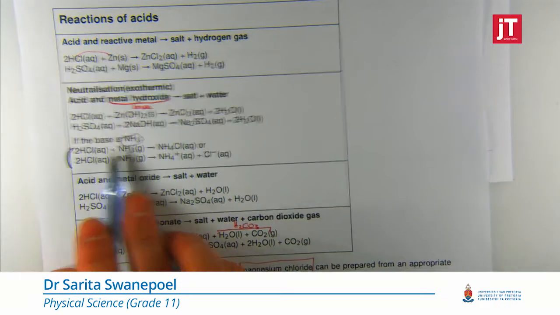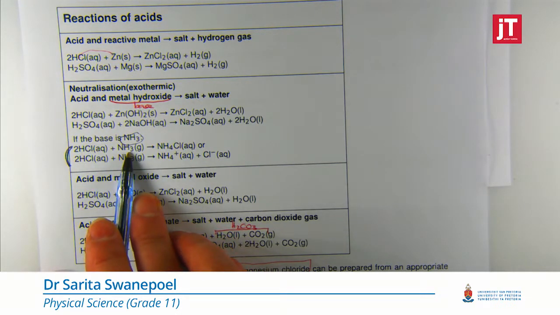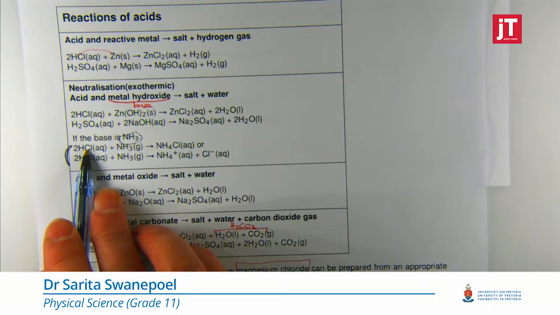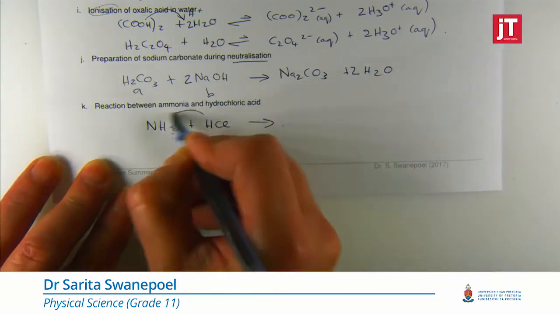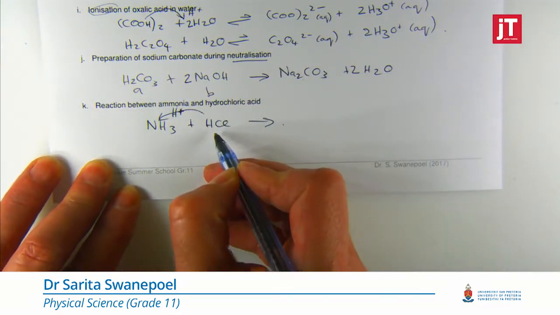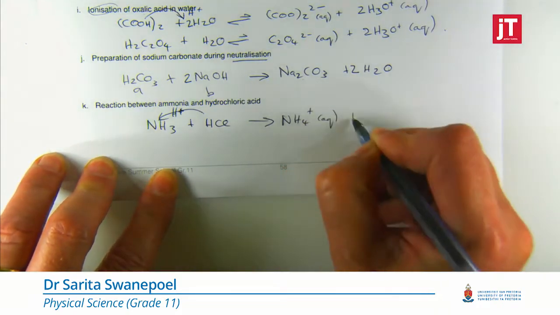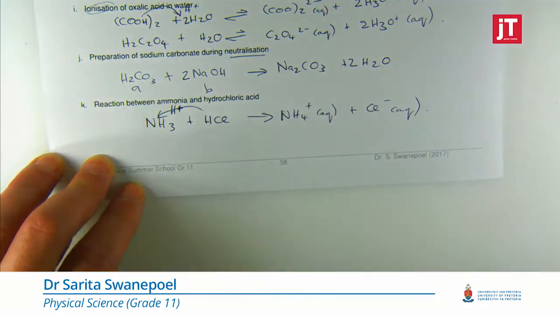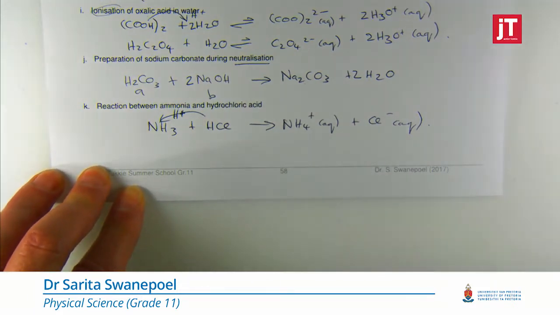With ammonia, the NH3 is a base. It accepts the H+, and if it accepts the H+, then you will end up with Cl- on this side. And this one will become NH4+. So it accepts a hydrogen ion, H+, from the HCl, and it becomes NH4+ in solution and Cl- in solution. So it's the one acid-base reaction that does not give you water as a product. So it's an exception to the rule.